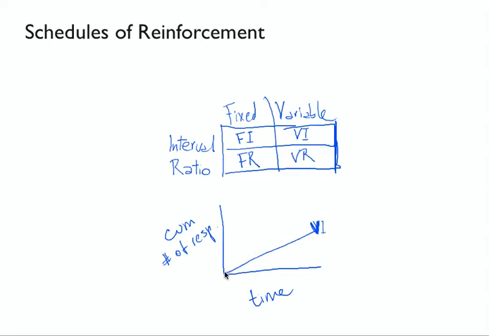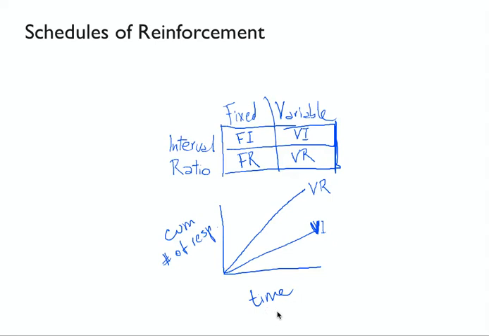Now, on a variable ratio schedule, you typically see also a steady rate of responding, but at a higher rate. The animals typically respond faster on a variable ratio. Because if you think of it, any response could be the one that is going to be reinforced. Maybe it's the next one, maybe it's the next one. And if this wasn't the one that was reinforced, well, maybe the next one is.